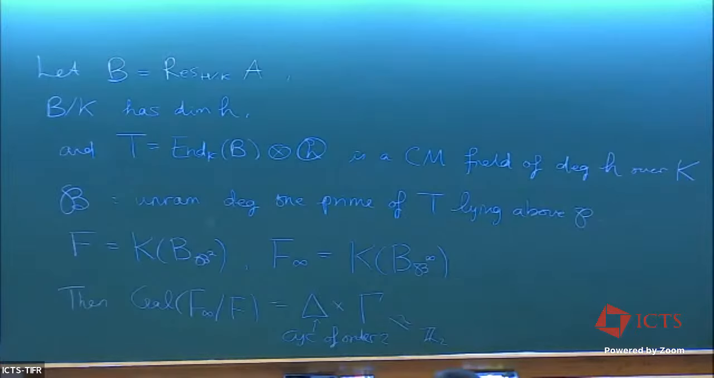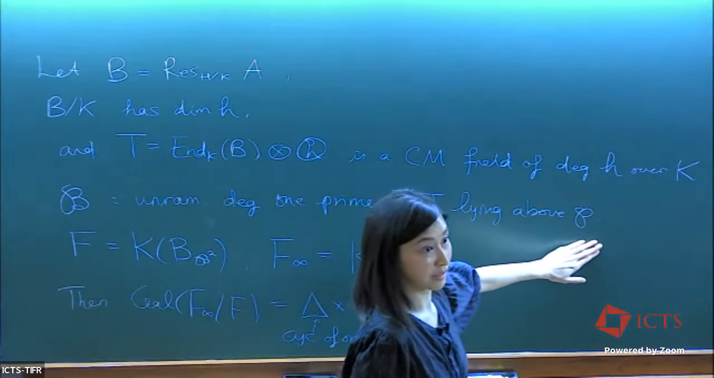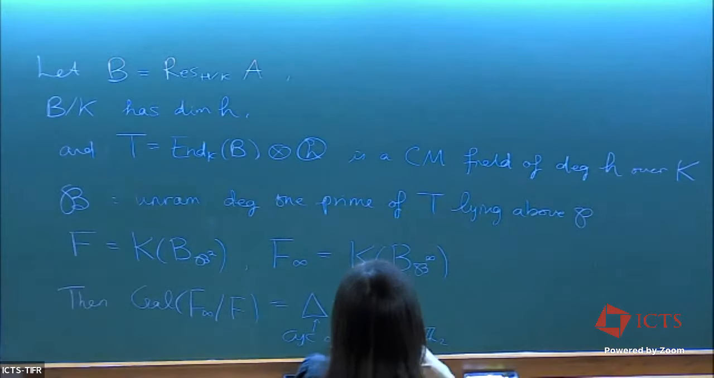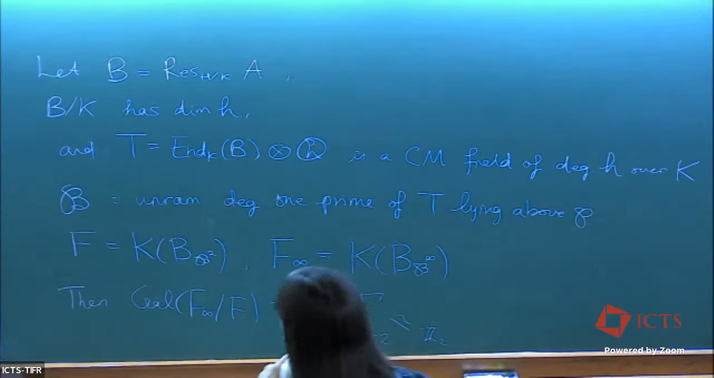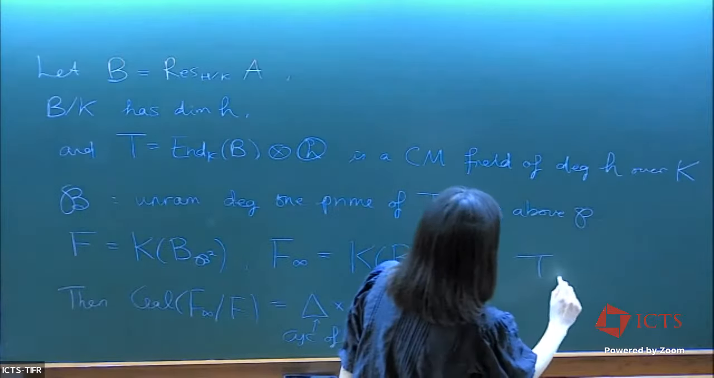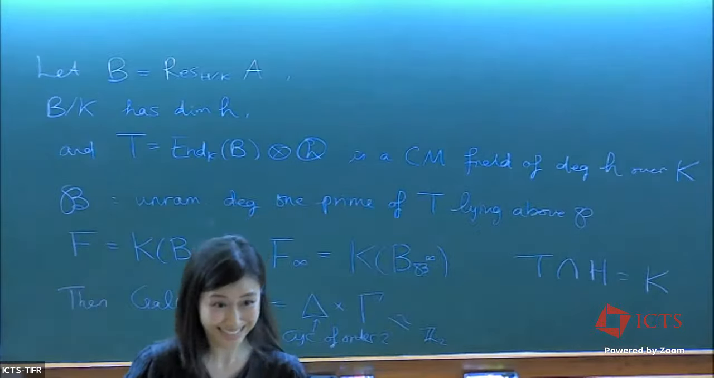So there is a unique prime satisfying this property after fixing this frak P. In particular, this T is different than H, even though they have the same degree. Exactly. Actually, we have T intersection H is equal to K.